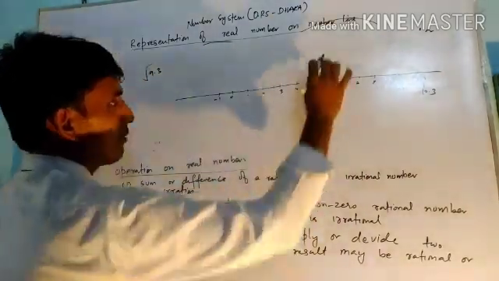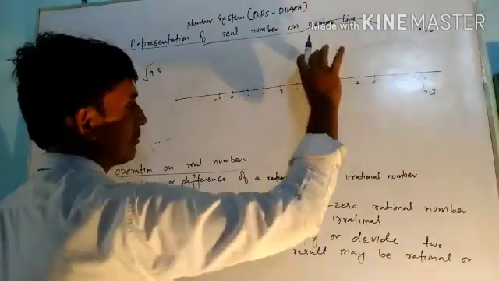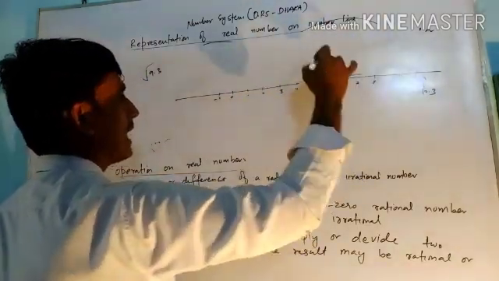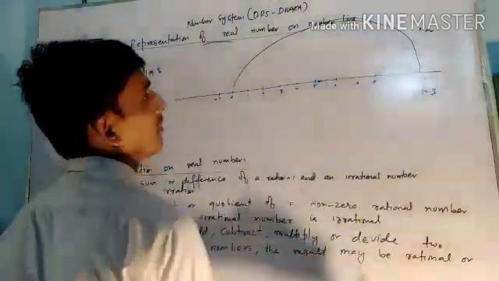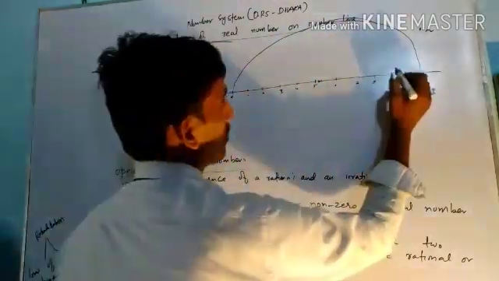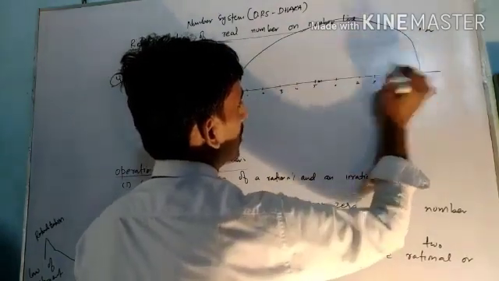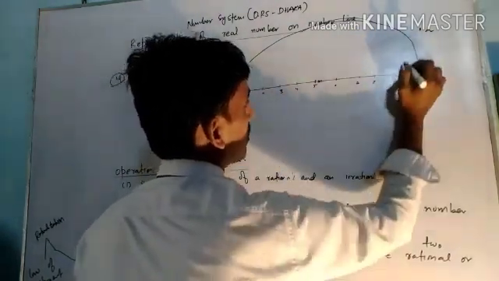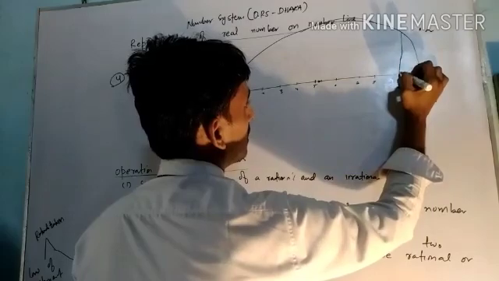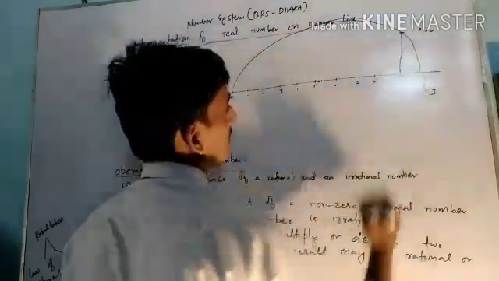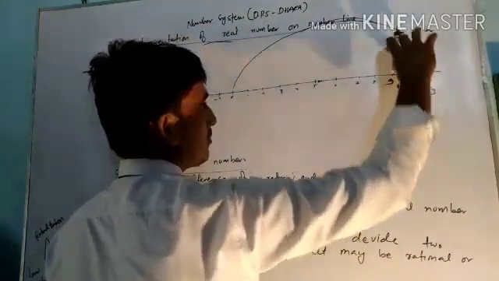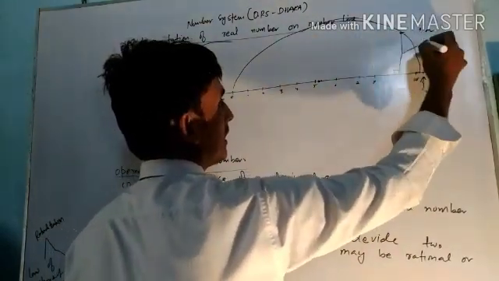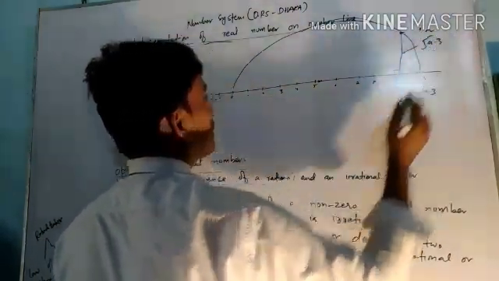Taking this point as the center of the semicircle, this is half, this is half. Take a semicircle. Now draw a line perpendicular to the number line on the point 9.3. On the point 9.3, it will cut the semicircle somewhere. Now measure this length. This length will be equal to root 9.3.